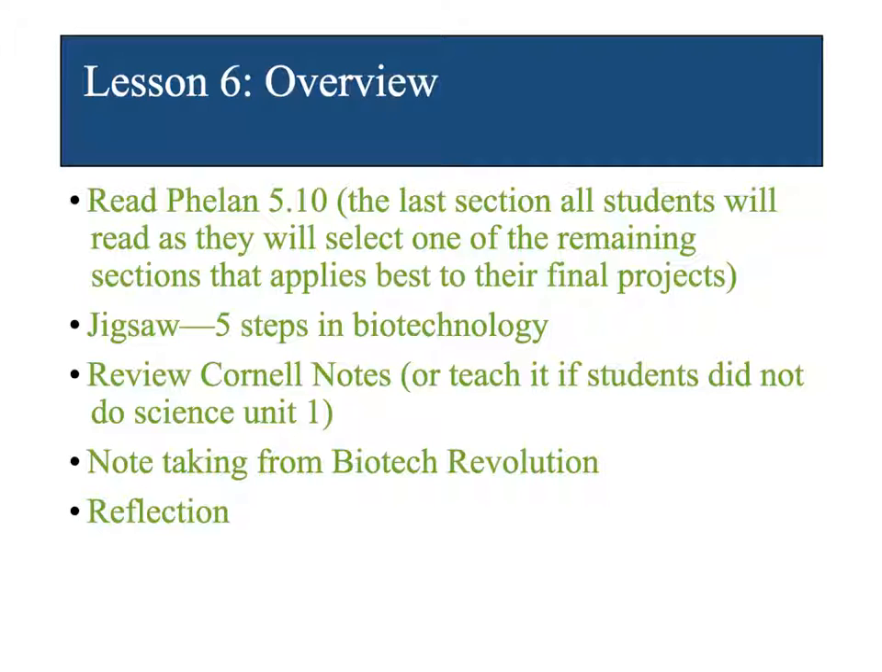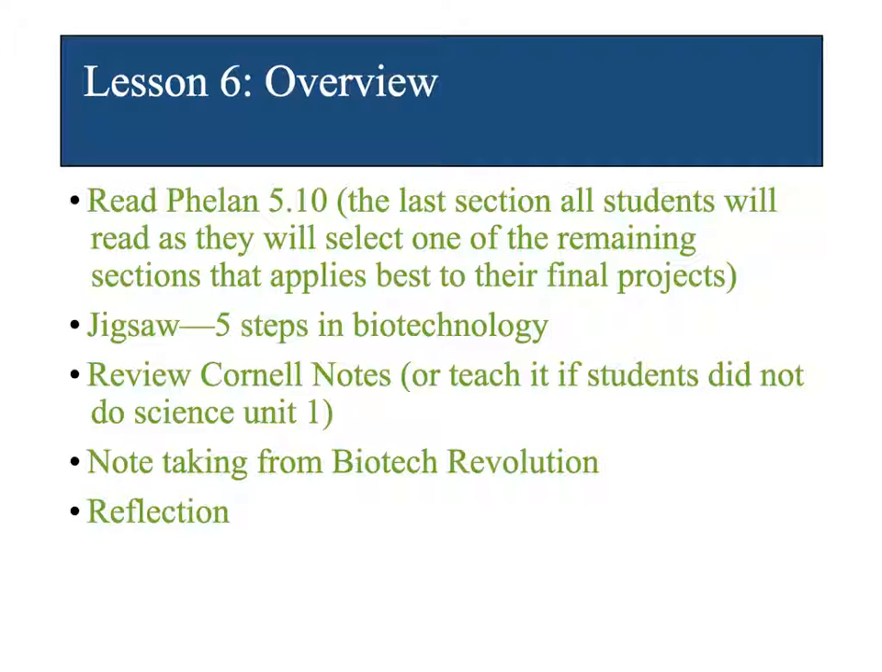So for an overview of Lesson 6, students are going to start out by reading Feelin 5.10, and this is the last section that all students will read, as they're going to select one of the remaining sections on DNA and biotechnology that applies best to their final projects. So whatever their project is, they'll find the one section in the last 5 sections of Feelin that most directly relates, and then they're going to take all those good strategies and reading skills that they learned over the past 2 units to be able to read this particular section independently.